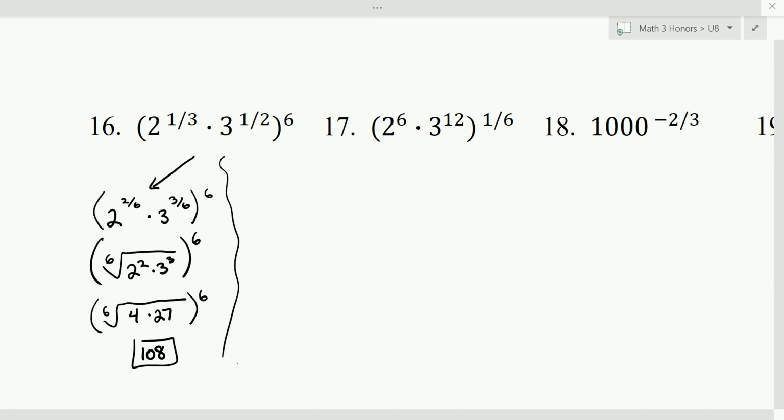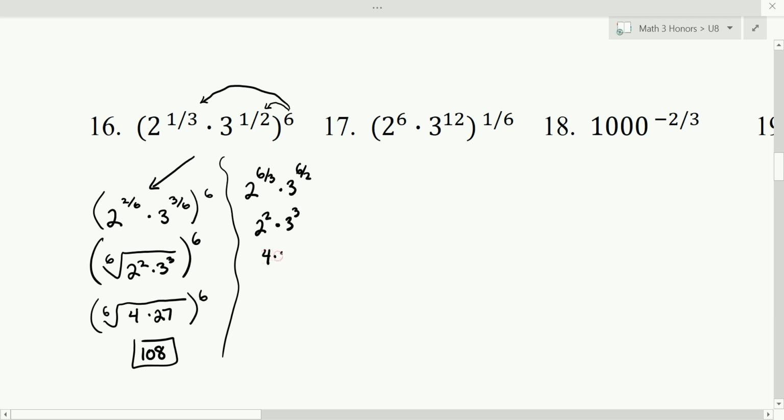Megan, what were you pointing out? So we can distribute this to these exponents. And when you distribute, you're actually multiplying that 6 with the 1/3, multiplying the 6 with the 1/2. Make sure you're multiplying it with the exponents, not the base. And so we end up with 2 to the 6 over 3 times 3 to the 6 over 2. And that's 2 squared times 3 cubed, which is 4 times 27, which is 108. So both ways we get 108.